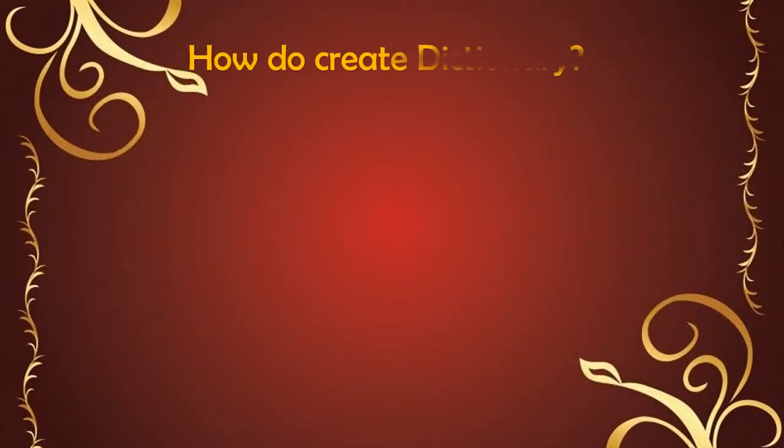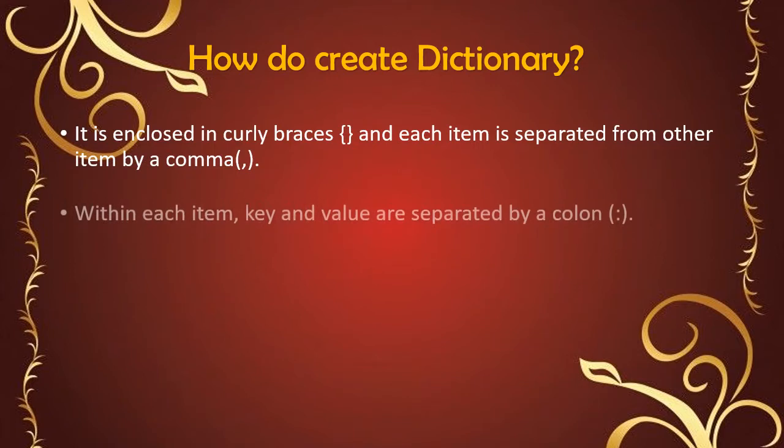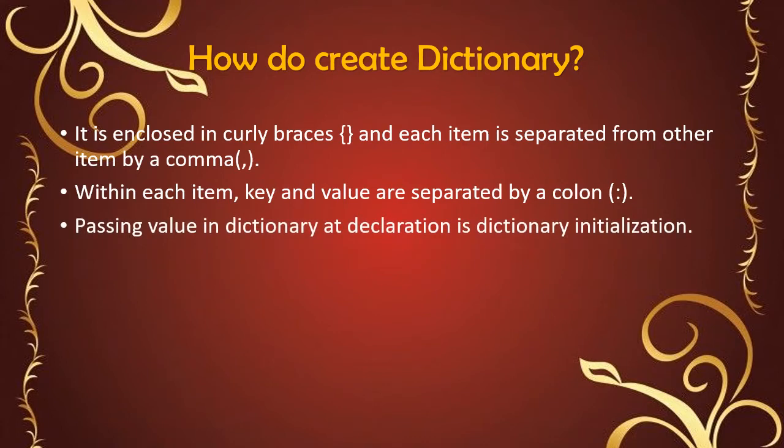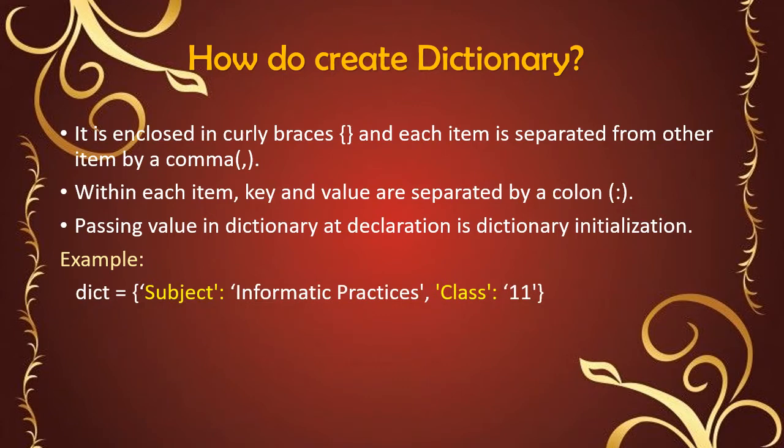Dictionaries are enclosed by curly braces, and each item is separated by a comma. In each item, the key and value are separated by a colon. Just assigning the values is a dictionary initialization example. dict is a dictionary variable equal to open curly braces. Subject is a key, informatics practices is the value for the subject key. Class is the key and 11 is the value for the class key.